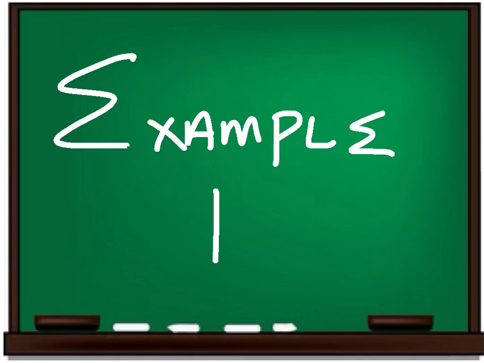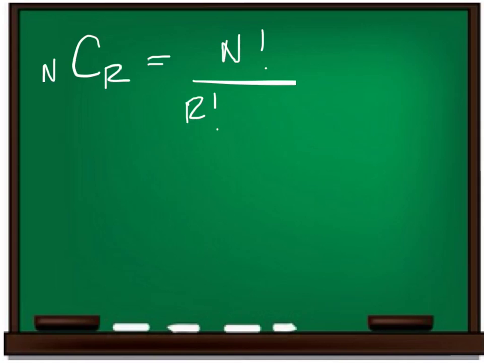Example 1. Here's an example of how to use factorials. In this example, we're going to use a combination. And a combination formula is nCr. The formula is n factorial over r factorial times n minus r factorial. We'll do a simple problem coming up next for that. I'll give you time to write this down.